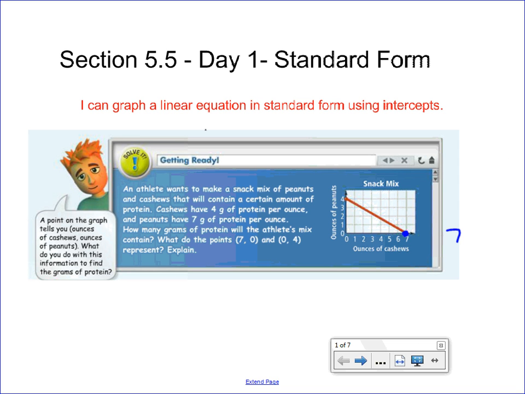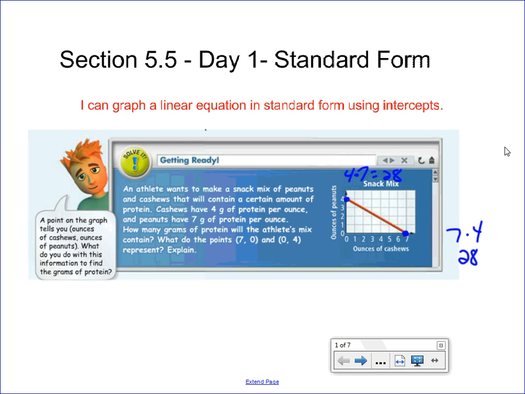So 7 ounces of cashews, and I know that each one of those ounces has 4 grams of protein in it. So that's 28 grams of protein that they're looking to get. You can do the same thing up here with this point. That's 4 ounces of peanuts, and I know that each ounce has 7 grams of protein. So again, that's 28 grams of protein for the mix.